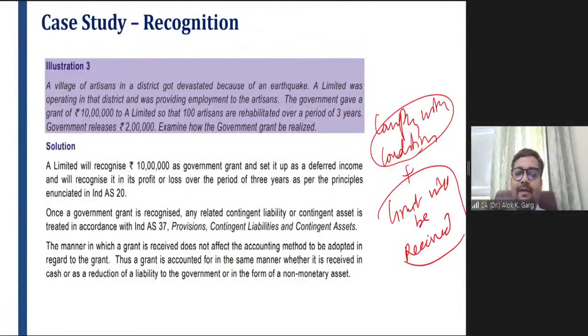Shraddha, I hope I have replied to your question. Shraddha is asking, sir, in the second year, if there is reasonable assurance that the condition cannot be fulfilled, they need to reverse it. Yes, Shraddha, you need to reverse it.